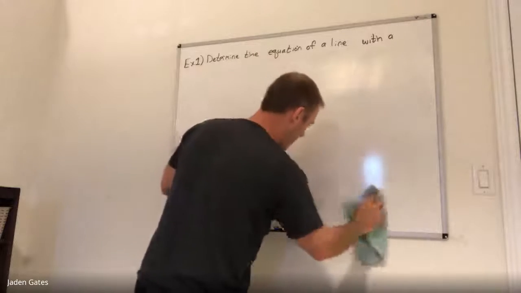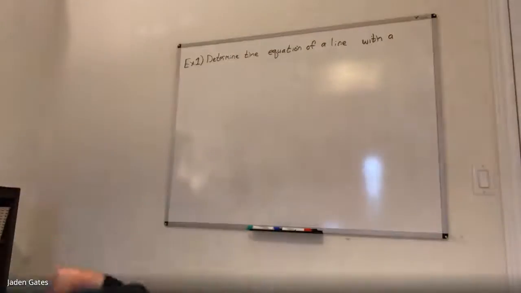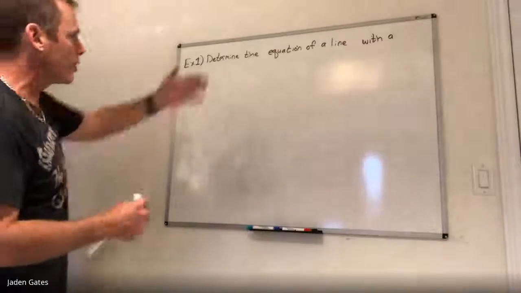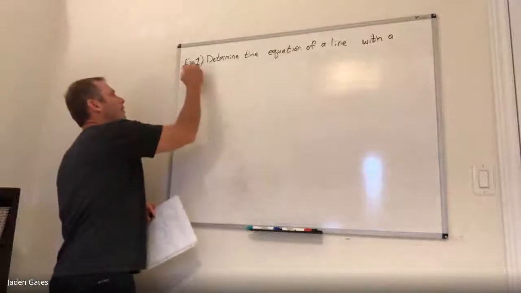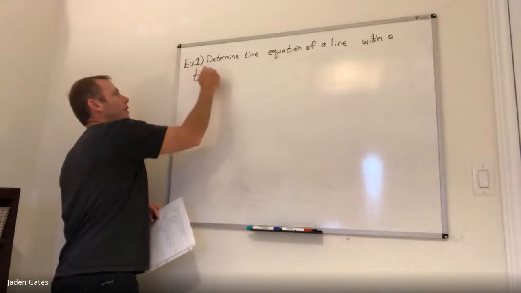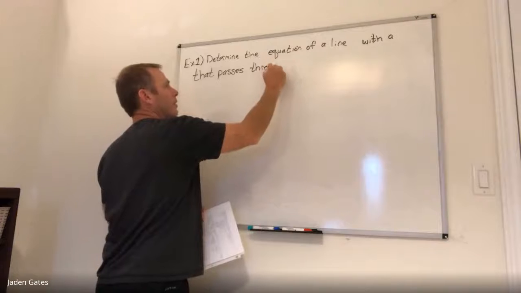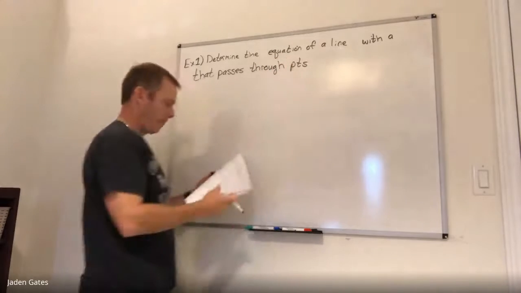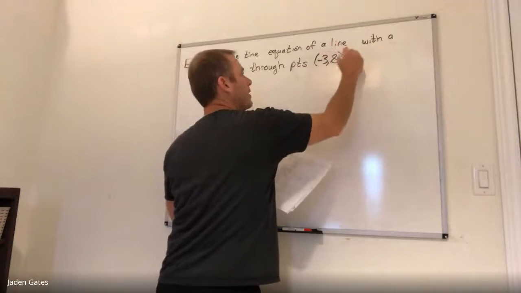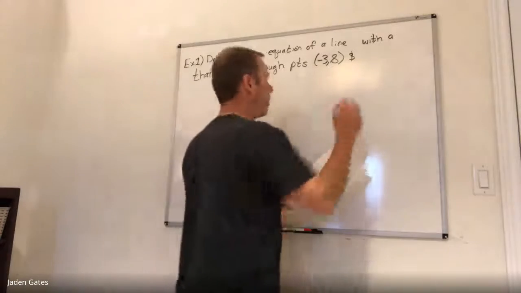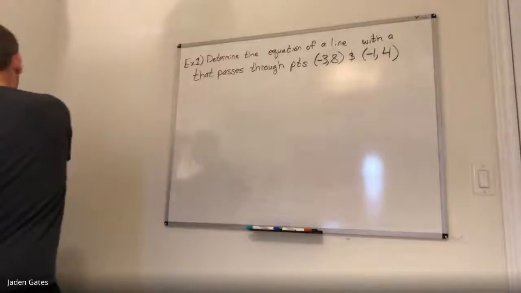All right, so example number 6 is the next one I'm going to do. It says determine the equation of a line that passes through points (-3, 8) and the point (-1, 4).